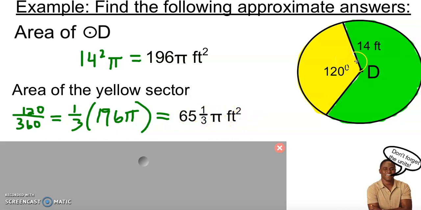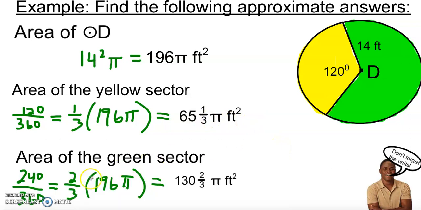And then to do the green one, I could either take this number and subtract the 65 and a third from the whole circle to get the area of the green one, or I can just do 2/3 times the area of the circle. And I just did 2/3 times the area of the circle and got 130 and 2/3 pi feet squared. Or you could have just doubled this. Either one of those would have been a fine way to do this problem.